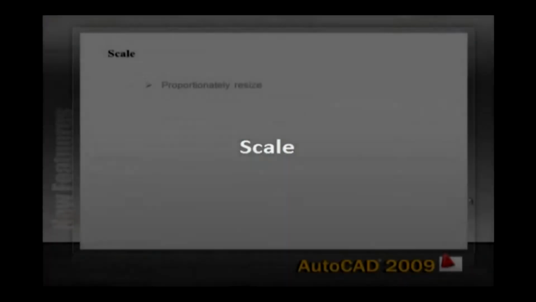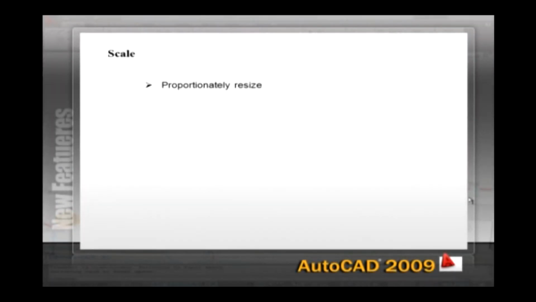Scale. Scale proportionately resizes the selected objects about a base point. Specify a numeric scale factor, or use reference geometry to specify the new size. Simply, it enlarges or reduces selected objects proportionally in the X, Y, and Z directions. The shortcut key used to type on the command line is SC.